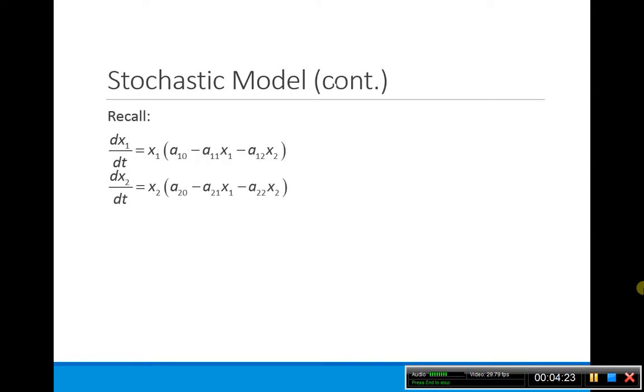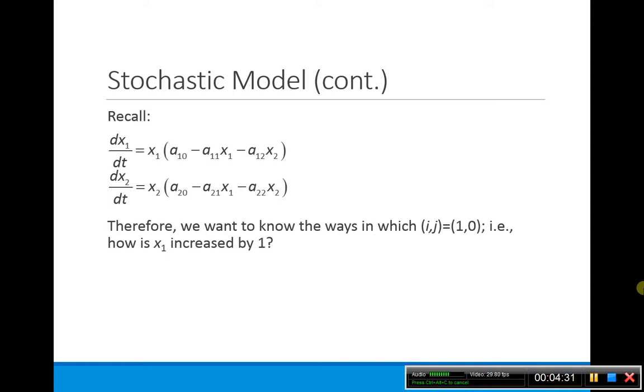Let's look at our ODE. Our ODE gives us an idea of when we're going to have a positive and when we're going to have a negative. For our first transition, when do we get i increasing by 1 and j being 0? This means when is x1 increasing. The only time it's positive is here. Our rate would be A10 times x1.